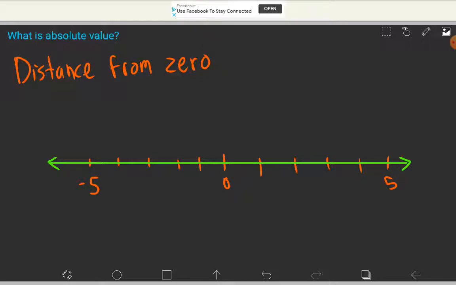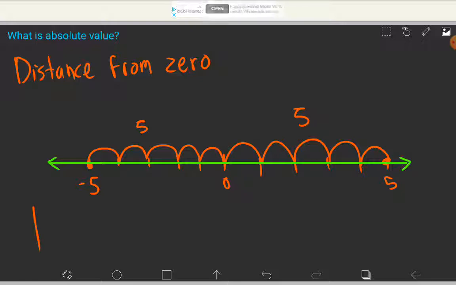So say we want to find 5's distance from 0. So we would start at 5 and go back 1, 2, 3, 4, 5. So the distance is 5. And we can also do that with negative numbers. If we want to find -5's distance from 0, we go 1, 2, 3, 4, 5, which is also 5. So what that means is the absolute value of 5 is equal to 5, and the absolute value of -5 is equal to 5.